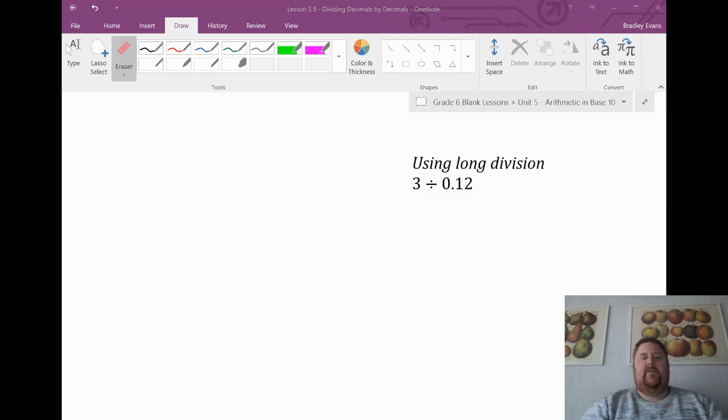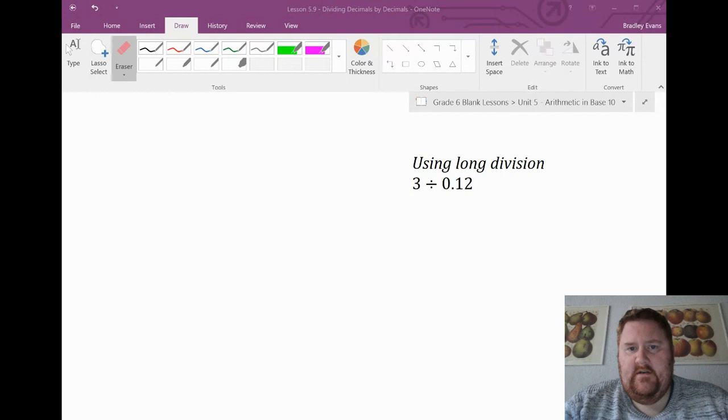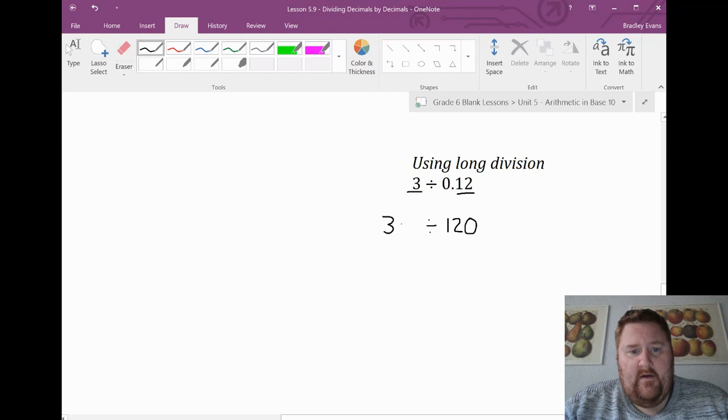Okay, the next question, 3 divided by 0.12. Pause, and make our expression into an equivalent expression that has no decimal places. Remember, to do that, you're going to multiply each digit, the dividend and divisor, by the same power of 10. So I can see here I want to get rid of my hundredths place. I'm going to go straight ahead and multiply 0.12 by 100 to get 120. And then my 3 also has to be multiplied by 100, so it's 300.